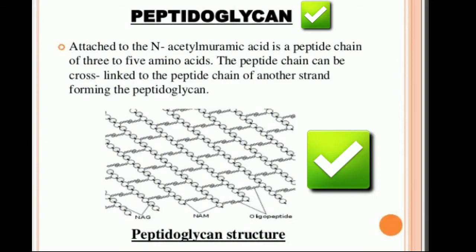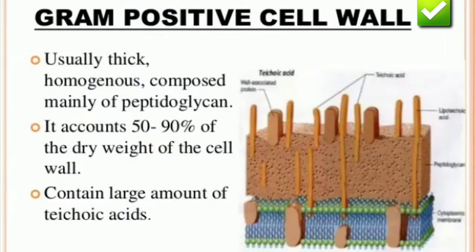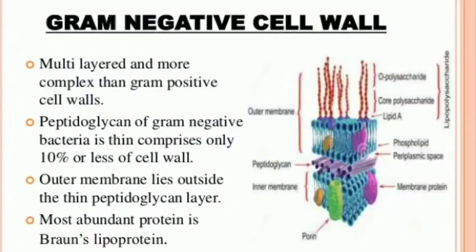Peptidoglycan structure. Types of bacterial cell wall. Based on the structure of the cell wall and their response to stain, bacteria have been classified into two types: gram-positive bacteria and gram-negative bacteria. The gram-positive cell wall is usually thick, homogeneous, composed mainly of peptidoglycan. It accounts for 50–90% of the dry weight of the cell wall. It contains a large amount of teichoic acids.